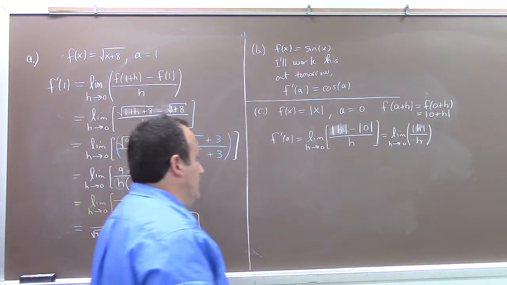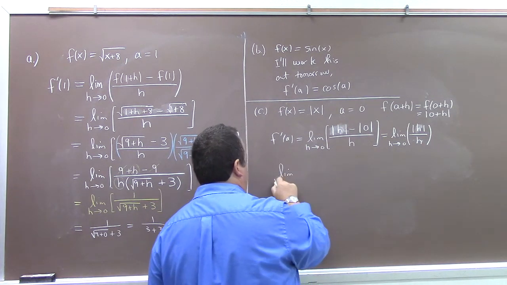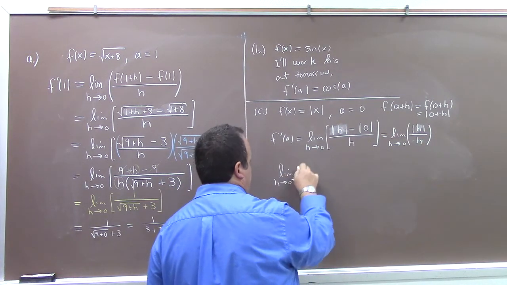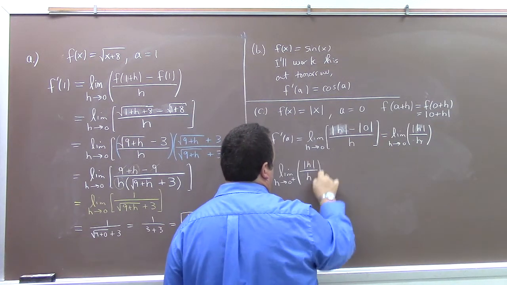Now, check this out. Limit as h goes to 0 from the right of absolute value of h over h. What's that?